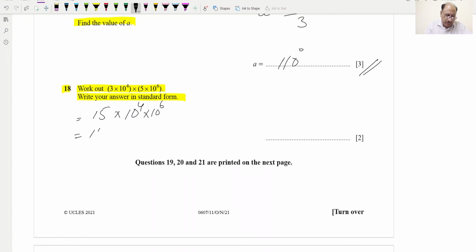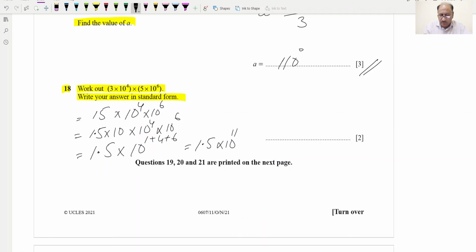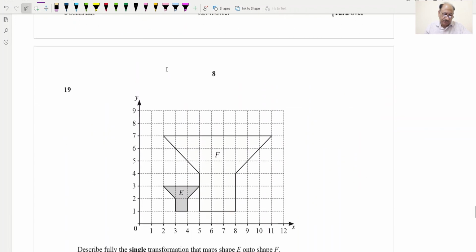So we can write 15. 15 can be written as 1.5 into 10, into 10 raised to 4 into 10 raised to the power 6, and this can be written as 1.5 into 10 raised to 1 plus 4 plus 6, and this will be equal to 1.5 into 10 raised to the power 11. This will be our final answer, and this is a 2-mark question.